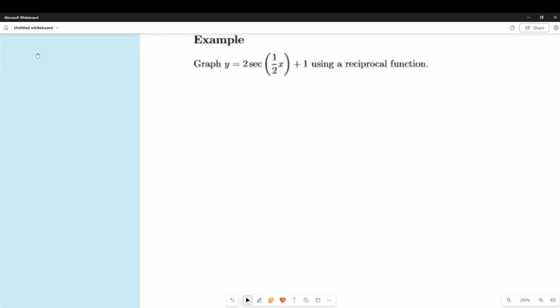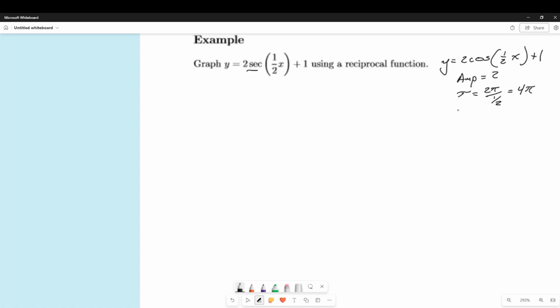So now it's saying graph the whole thing using a reciprocal function. That's just kind of a hint to, again, don't graph secant. Graph y equals 2 cosine 1/2 x plus 1 instead, and then flip it. Our logic is not going to change. Our amplitude is 2. Our period is going to be our standard 2 pi over our compression factor, 1/2. So that's going to be 4 pi.